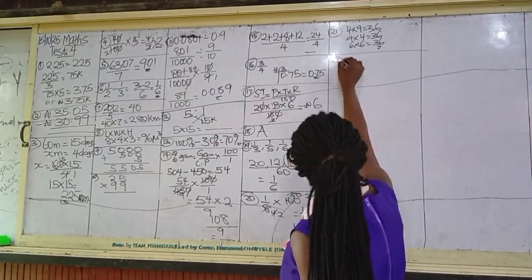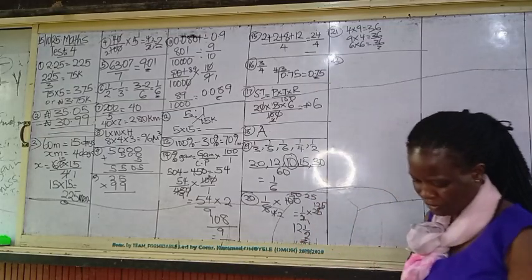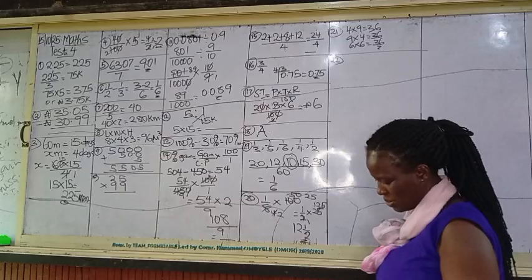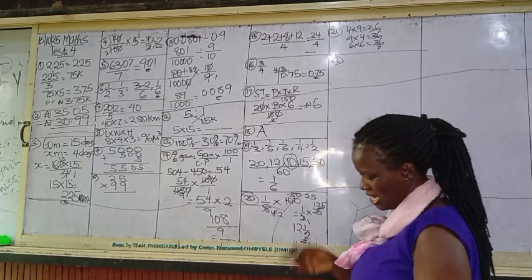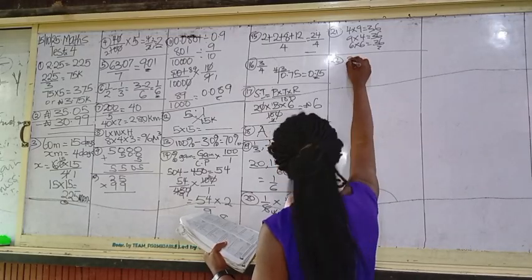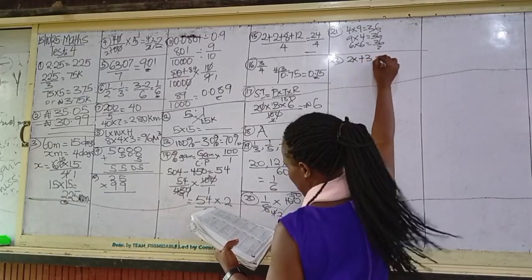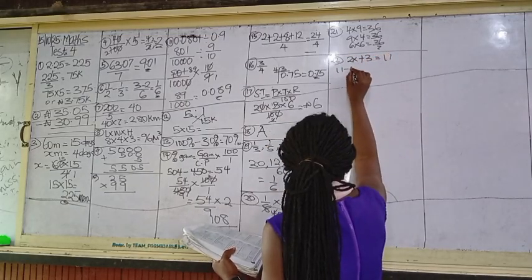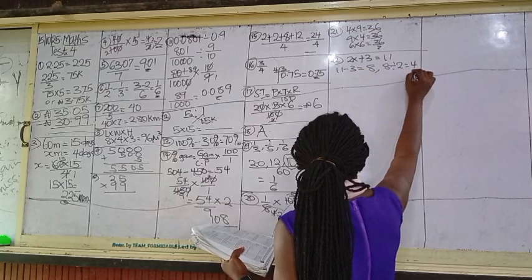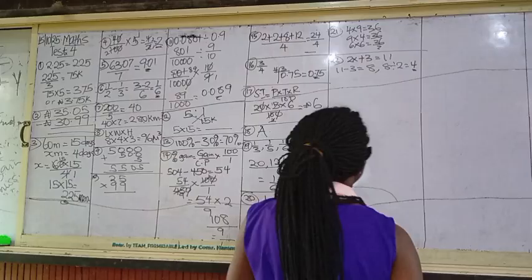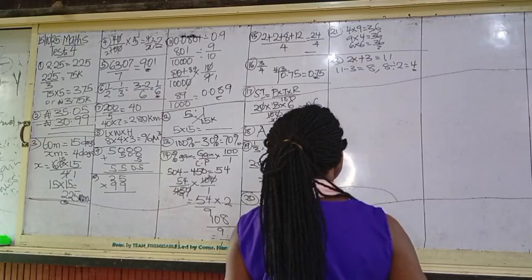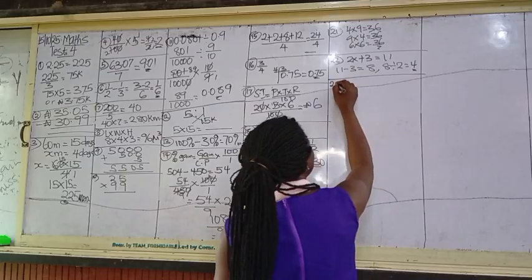Number 22. If 2x plus 3 is equal to 11, what number is represented by x? Let me write the question. 2x plus 3 is equal to 11. So 11 minus 3, that is 8. 8 divided by 2, that is 4. So our answer there is 4. And if you want to cross check, 4 times 2, 8. 8 plus 3, it gives you 11. So to number 23.